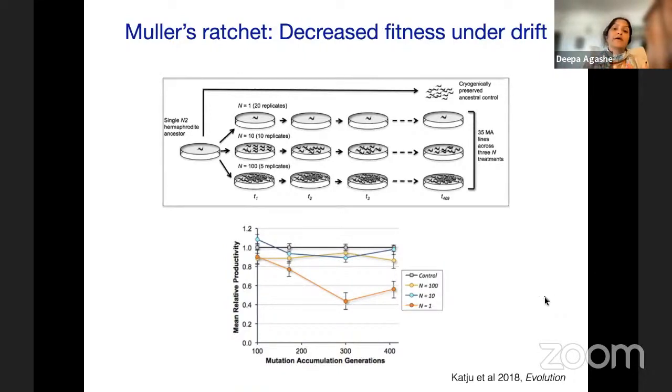Okay, there is evidence showing that indeed if populations evolve under drift, and these are just a few examples, there are many, many more examples, they will typically lose fitness over time. Pratyush?